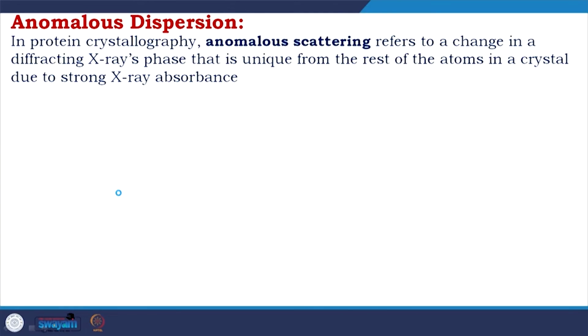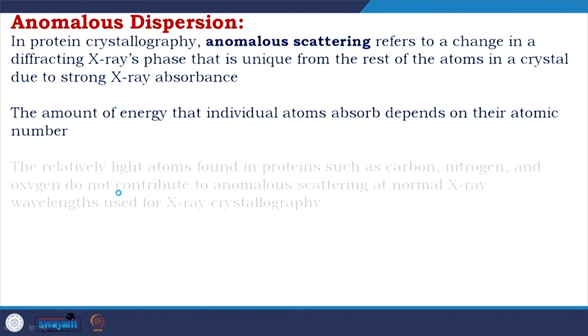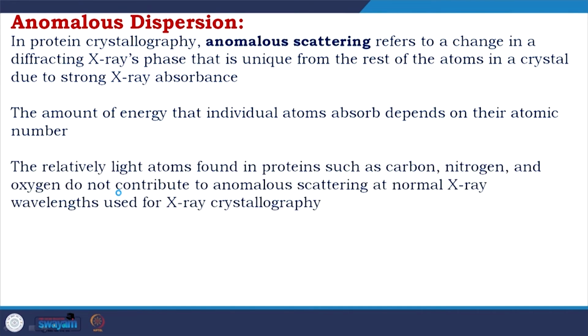In protein crystallography, anomalous scattering refers to a change in a diffracting X-ray's phase that is unique from the rest of the atoms in a crystal due to strong X-ray absorbance. The amount of energy that individual atoms absorb depends on their atomic number. The relatively light atoms found in proteins, such as carbon, nitrogen and oxygen, do not contribute to anomalous scattering at normal X-ray wavelengths used for X-ray crystallography.